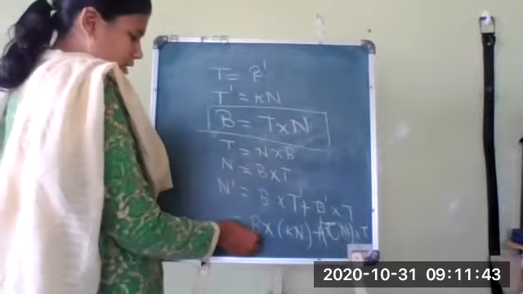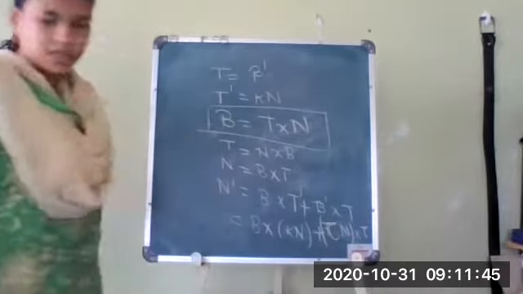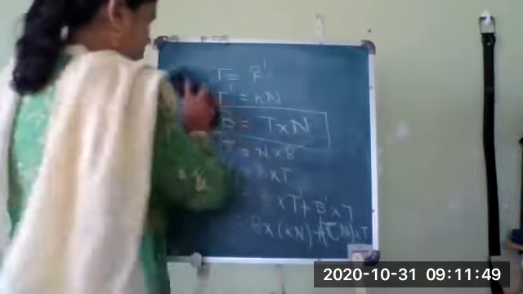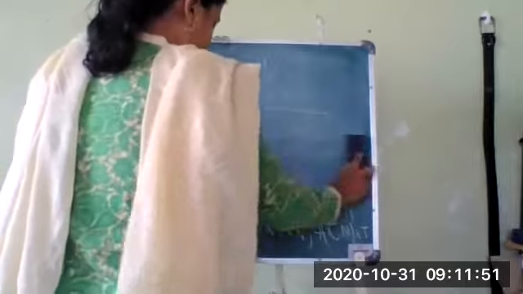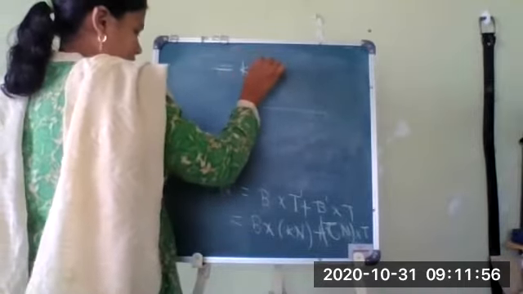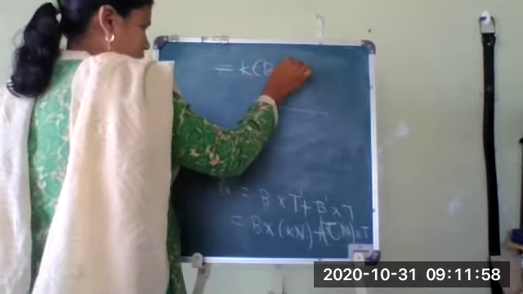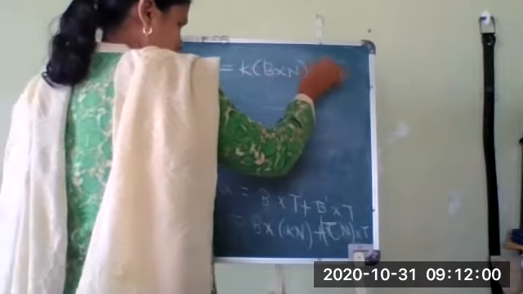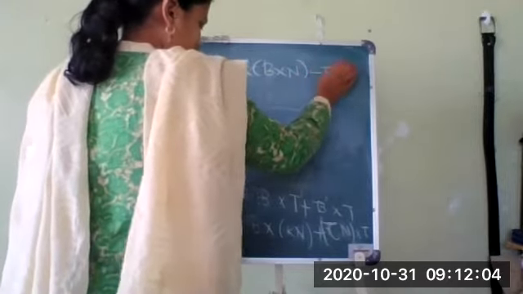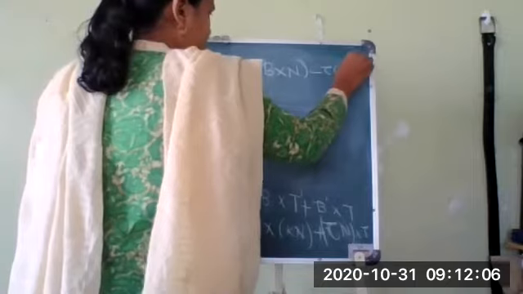So what will be the value of this thing? We have to calculate this, so let me write it down. K comes outside as it is a scalar. This will be B cross N, and minus tau, as tau has a negative sign, and here it is N cross T.